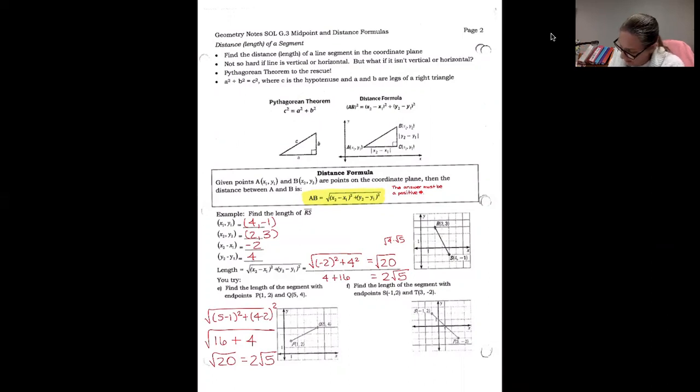And then the same thing here, the square root of 3 minus -1 is 3 plus 1. And then -2 minus 2. Don't forget those squares. It's the square root of 4 squared plus 4 squared. So the distance is the square root of 32. That's the square root of 16 times the square root of 2. So your distance is 4 square roots of 2.